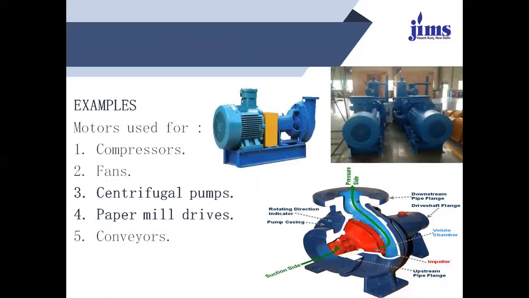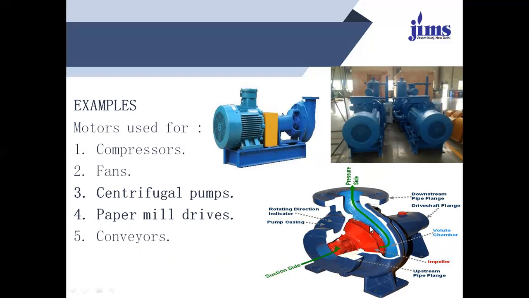Some examples associated with this type of motor are compressors, fans, centrifugal pumps, paper mill drives, and conveyors. These are samples of the machines shown here. There are different types of machines. One is the compressor, where there is a motor and the compressor part. Another one is the centrifugal pump. The motor is connected on the right hand side, and the compressing part is placed on the left hand side.